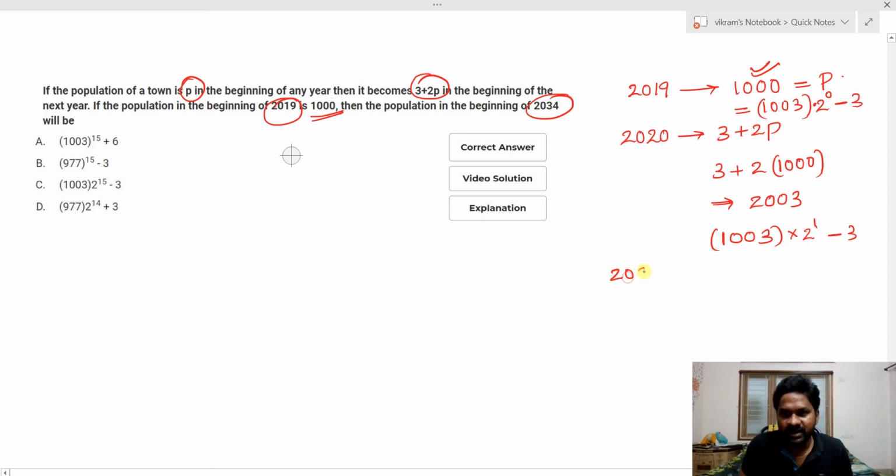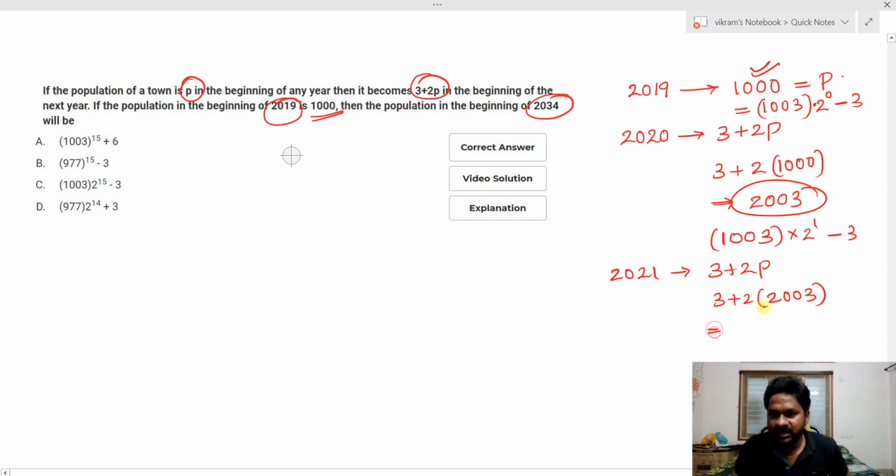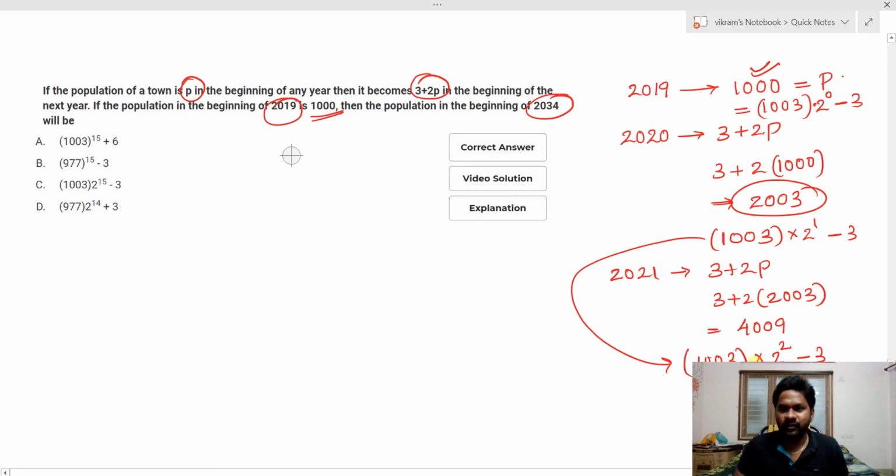For 2021, it is 3 plus 2p, that is 3 plus 2 into 2003, since the previous year's population is 2003. The result is 4006 plus 3. Now can I summarize this? I can write 1003 into 2 squared minus 3, that is 1003 into 4, 4012 minus 3, which gives 4009.